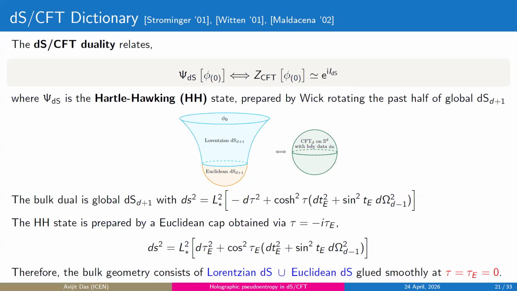For this construction, you need this global geometry, and then we cut here to get the Euclidean part. So basically, the whole de Sitter geometry is that you have a Lorentzian section, and then for the half space, you have a Euclidean hemisphere glued together at tau equal to 0. So this is the setup we will take.